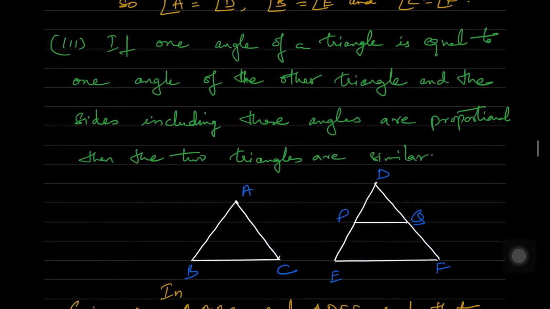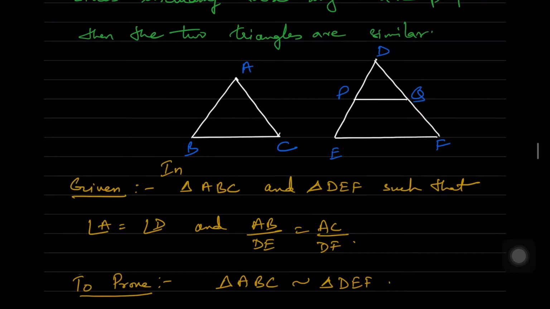Now going into the third one: if one angle of a triangle is equal to one angle of the other triangle and the sides including these angles are proportional, then the two triangles are similar. Here, it is given that angle A is equal to angle D, and AB by DE is equal to AC by DF. We have to prove that triangle ABC is similar to triangle DEF.